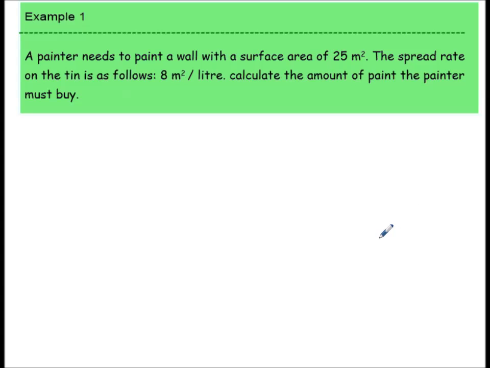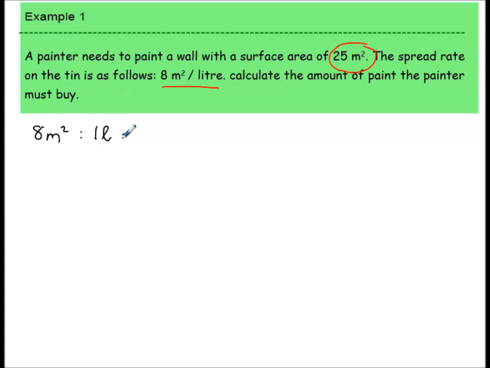Right, here's the example. A painter needs to paint a wall with a surface area of 25 meters squared. So here we've been given the 25 meters squared. The spread rate is 8 meters squared per liter. That is a rate, and rates you can write as follows: 8 meters squared per liter, where per means 1, so 1 liter. That is what you are given.